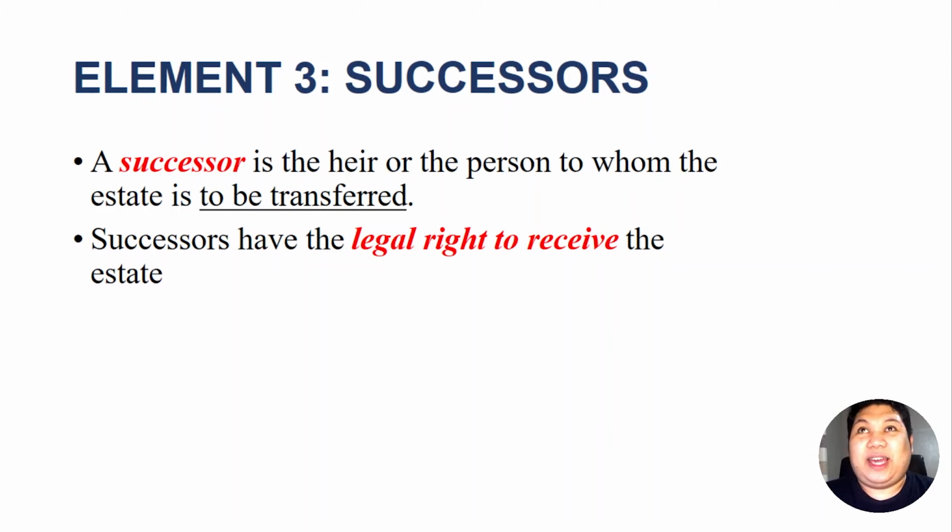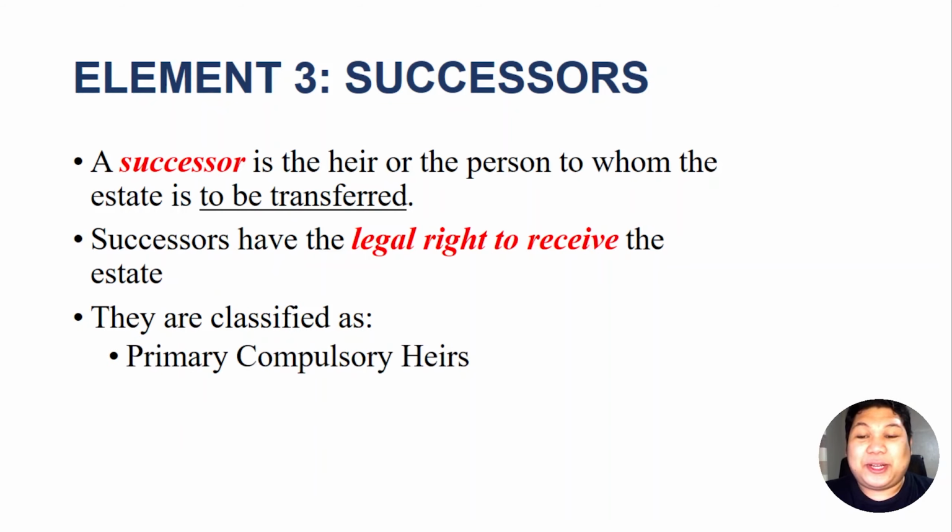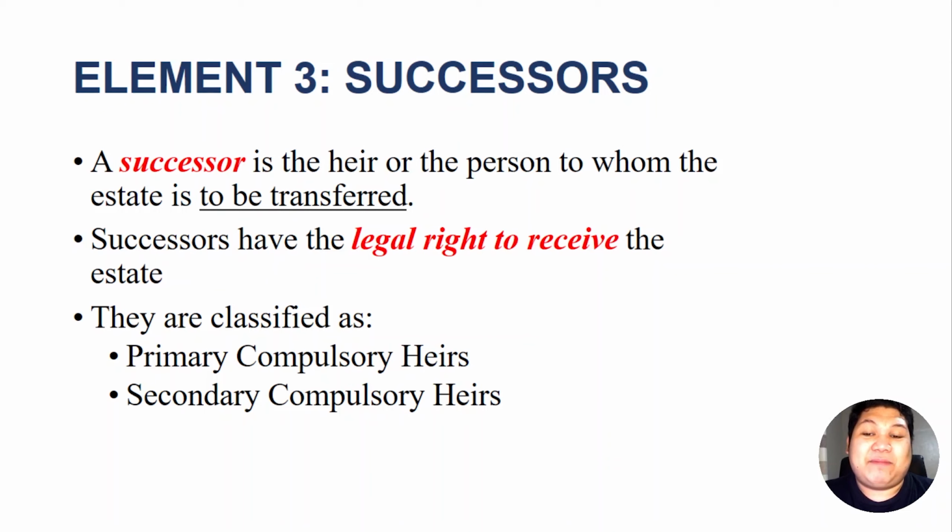Okay, so if I am one of the successors of a decedent, and I have the legal right to claim to receive the estate, I could refuse if I don't want to, because the right to receive doesn't equate to actually receiving it. Okay? I could not be compelled to receive the estate if I don't want to, but I have the legal right to receive. Okay? Successors could be classified as primary compulsory heirs and secondary compulsory heirs.